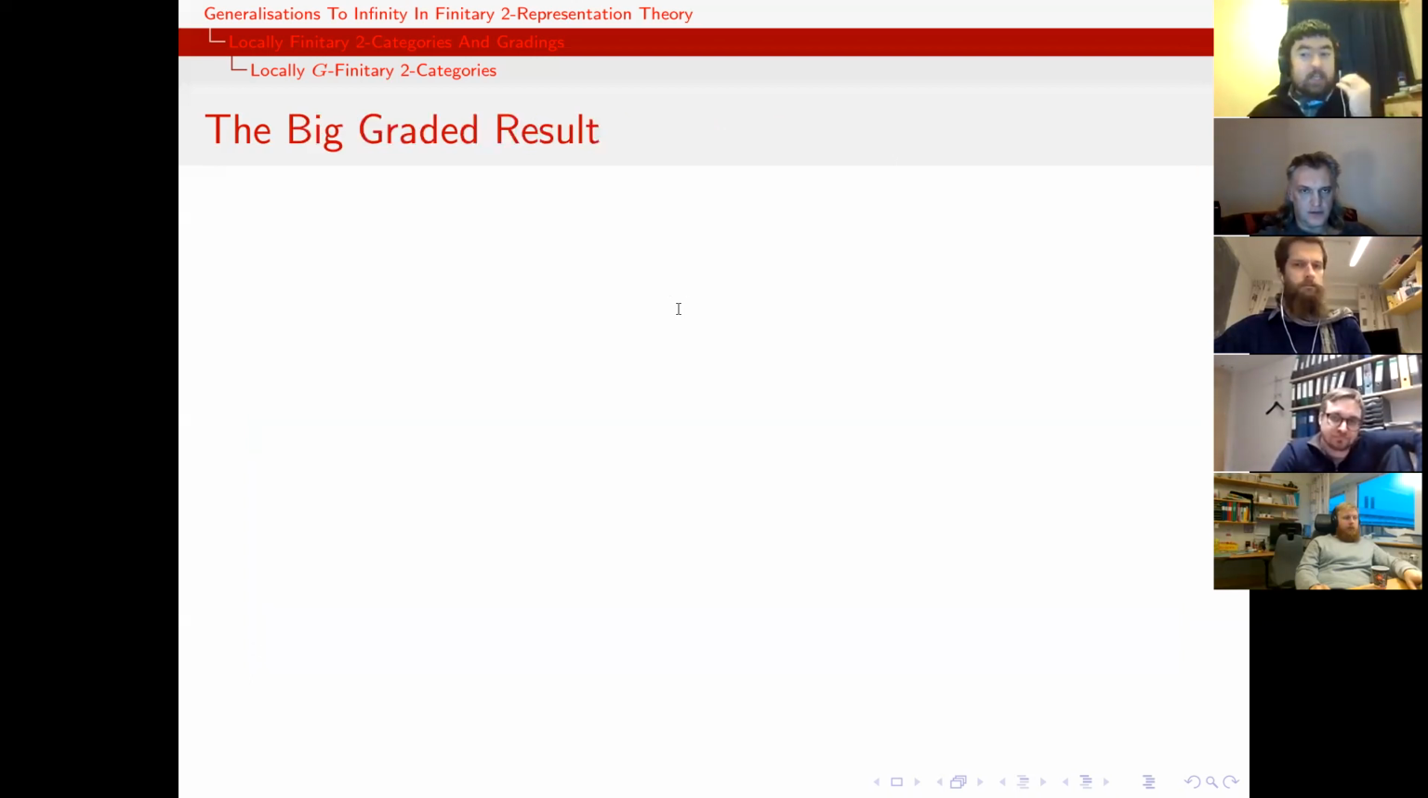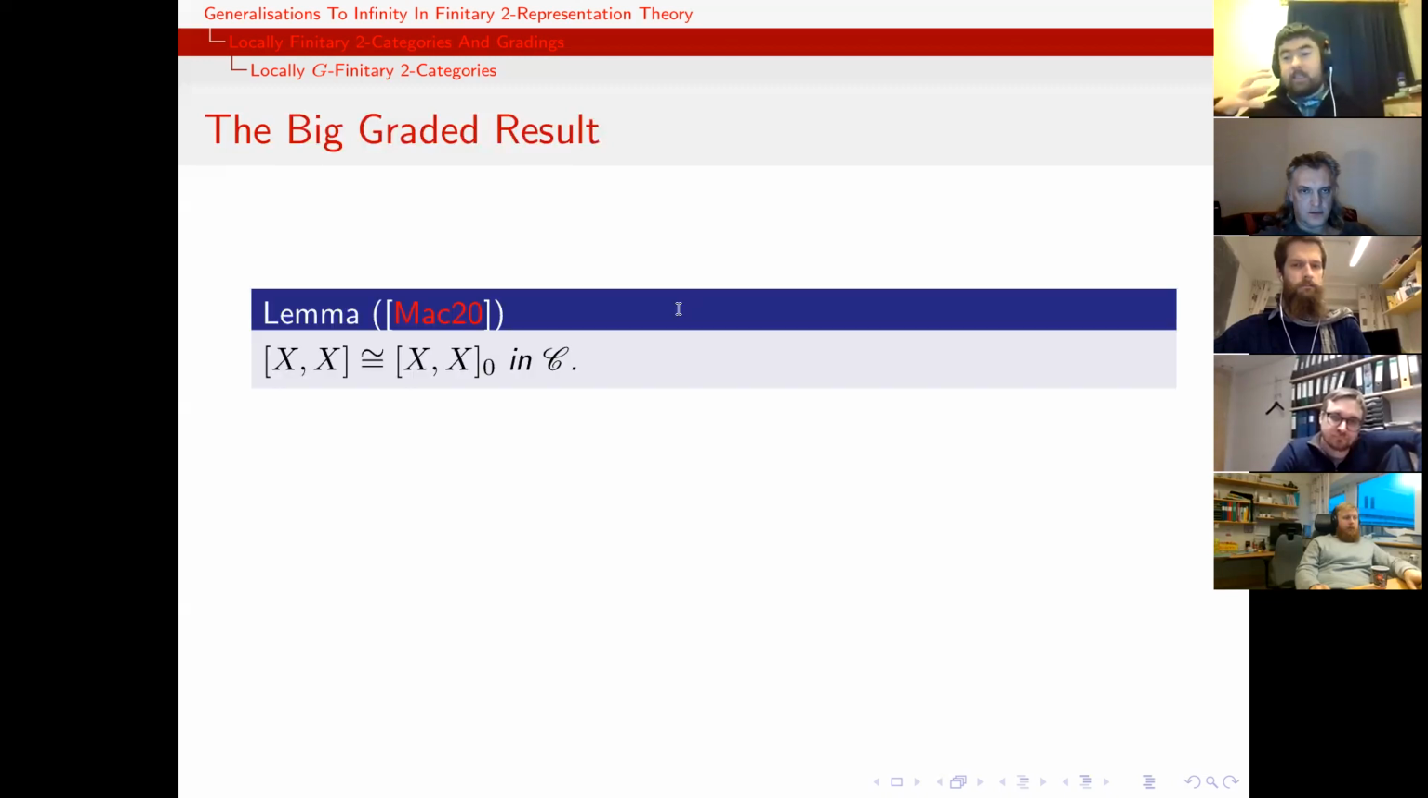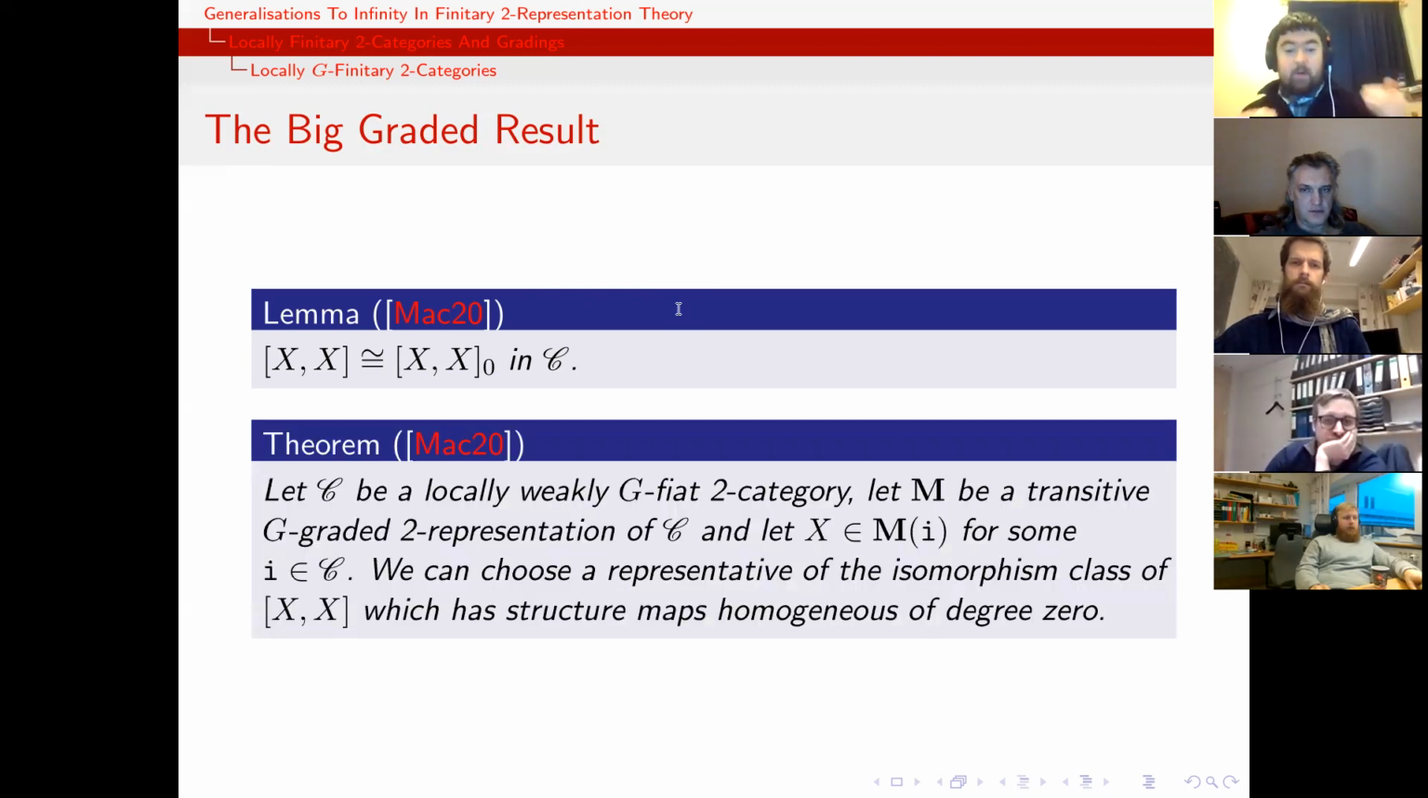And as it turns out, the useful thing about these two is that since X comma X0 lives in C0 underline, but is a one morphism, you can still look at it as a structure in C underline as well. And in that setup, X comma X0 is isomorphic to our original X comma X. What this means is if we have this setup with some X in Mi, again, non-zero, we can choose a representative of the isomorphism class of X comma X in C underline, which has structure maps homogeneous of degree 0.